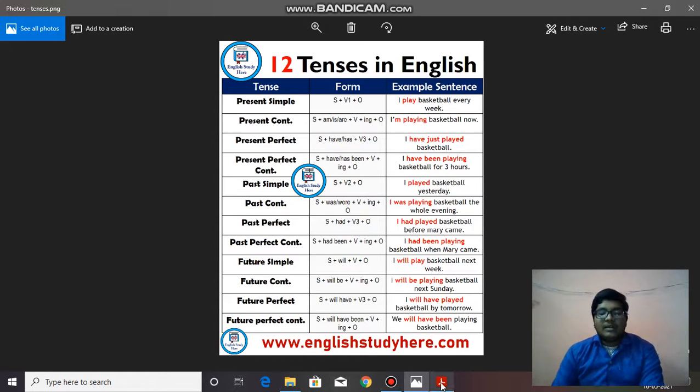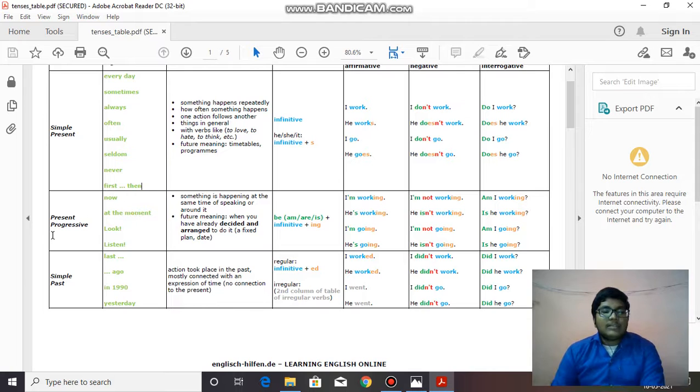And the second type is present continuous, or present progressive. We use this tense when something is happening at the same time of speaking or around it, or for future meaning when we have already decided and arranged to do it. In these cases we use present continuous tense. It also has some keywords which are now, at the moment, look, listen. These are the keywords which we can use to identify the present continuous tense.